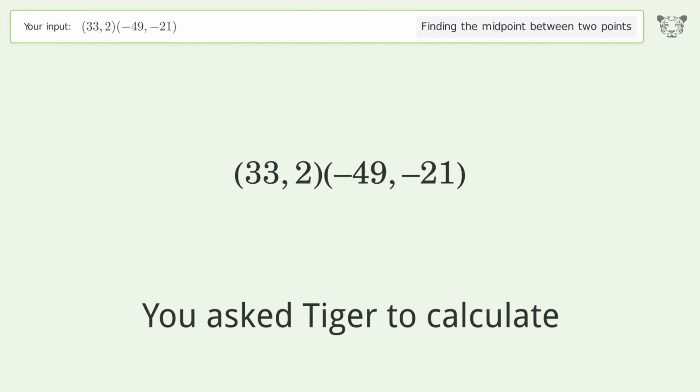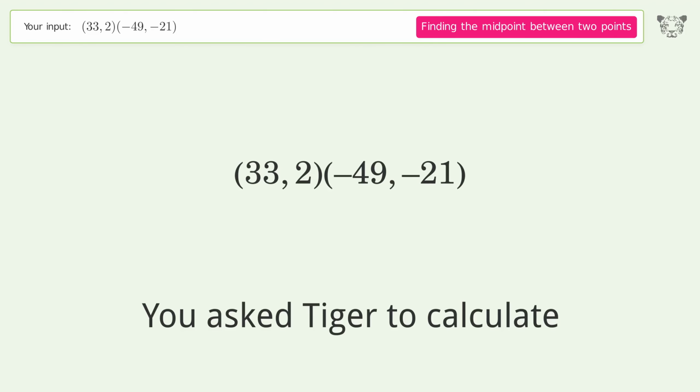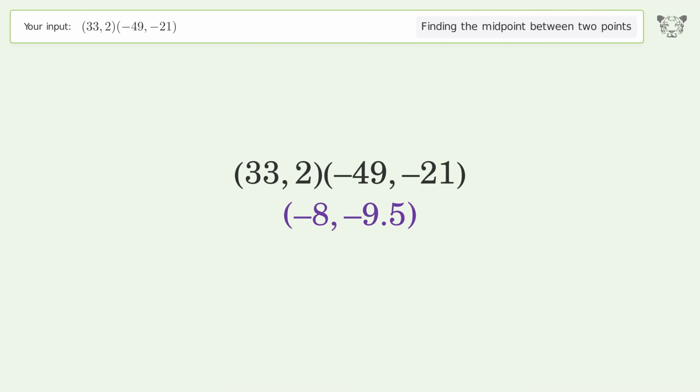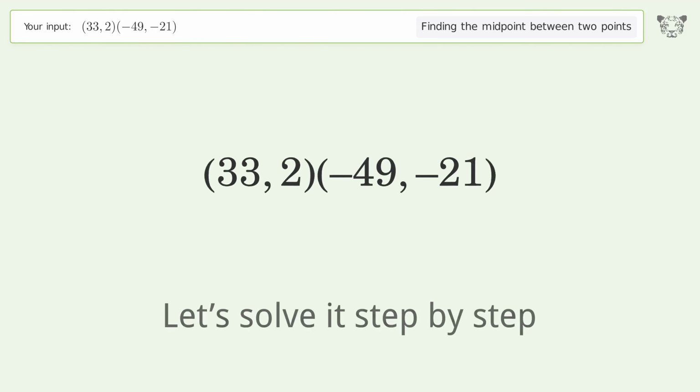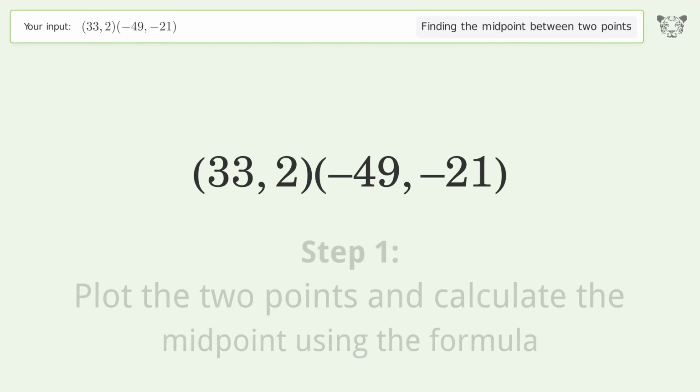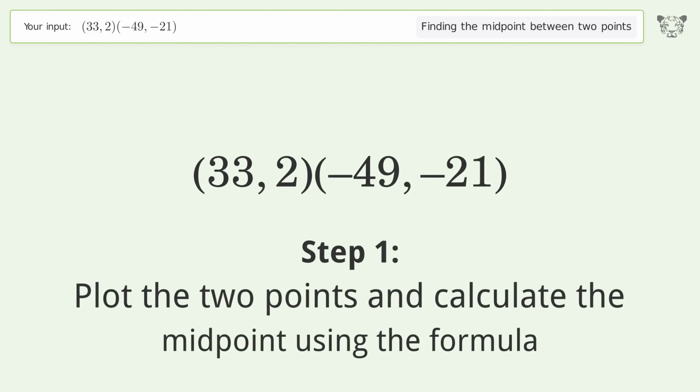You ask Tiger to calculate. This deals with finding the midpoint between 2 points. The midpoint between the 2 points is -8, -9.5. Let's solve it step by step. Plot the 2 points and calculate the midpoint using the formula.